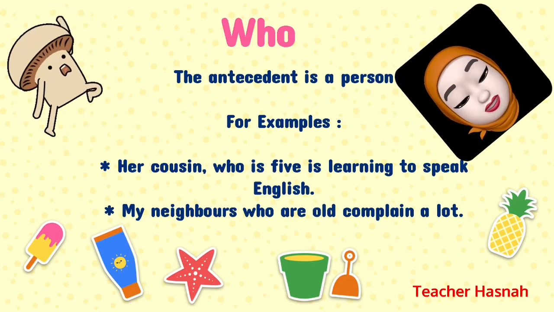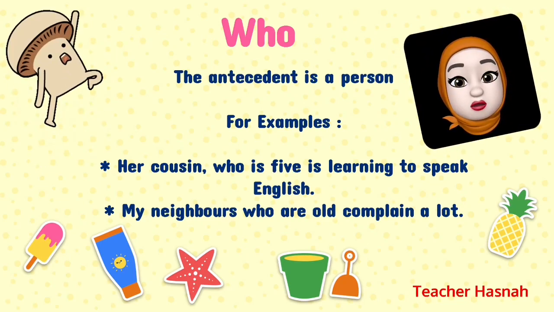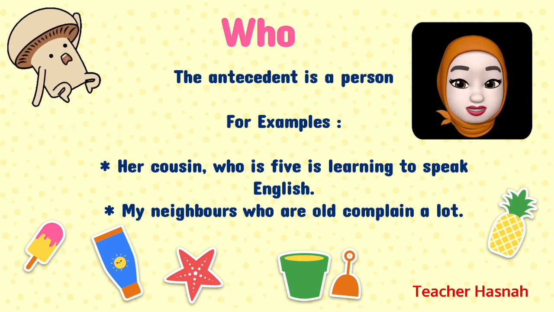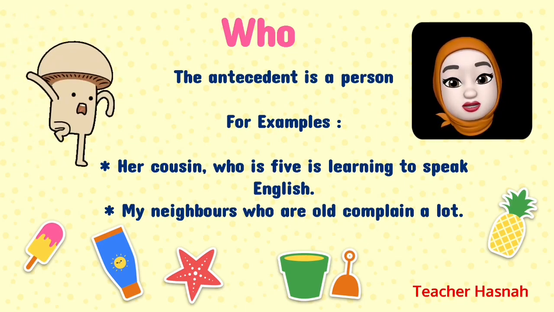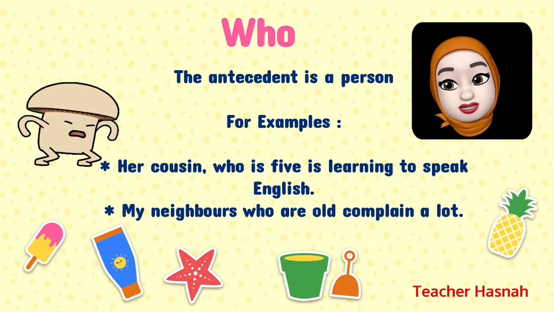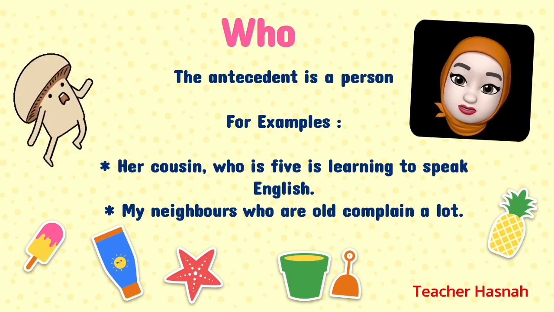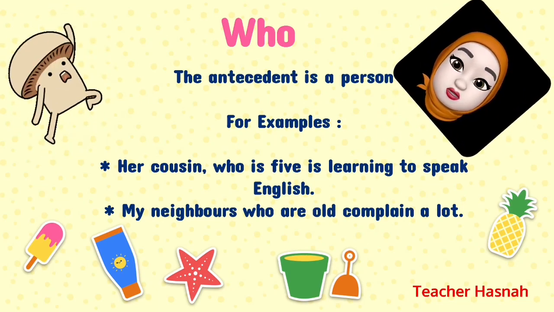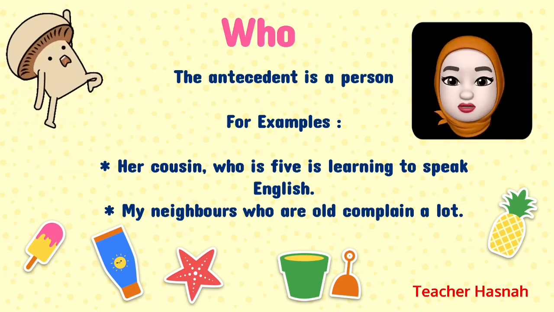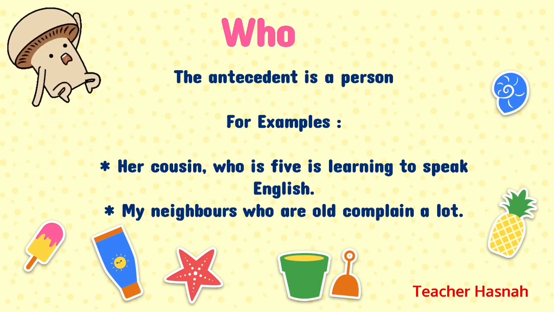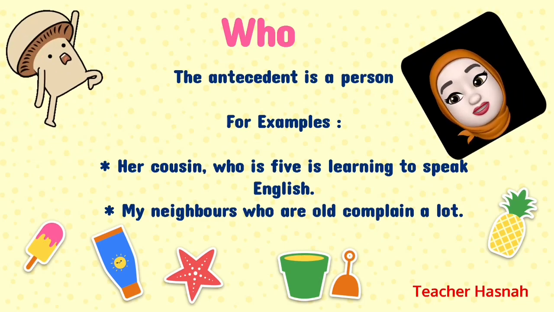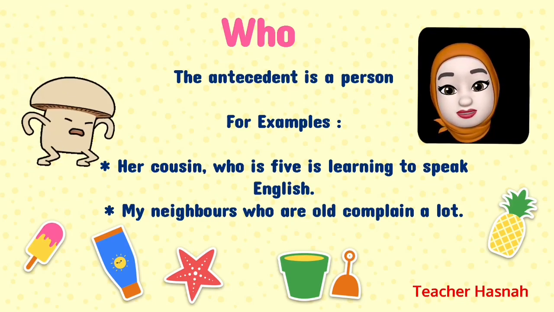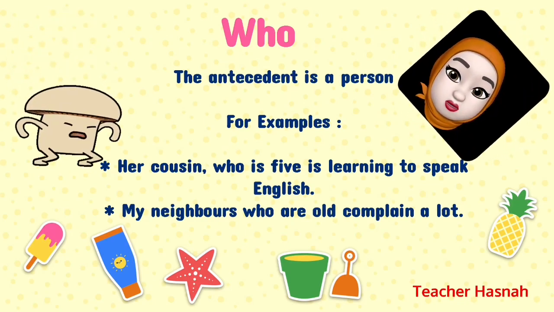Now let's look at the first relative pronoun, who. We use who when the antecedent is a person. For example, her cousin who is 5 is learning to speak English. Here, the cousin obviously is a person, so we use who. My neighbors who are old complain a lot. Neighbors here are people, so we use who.